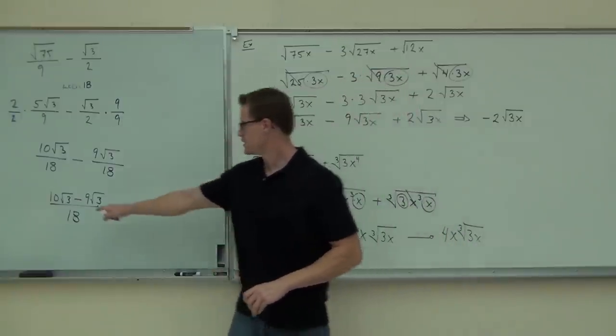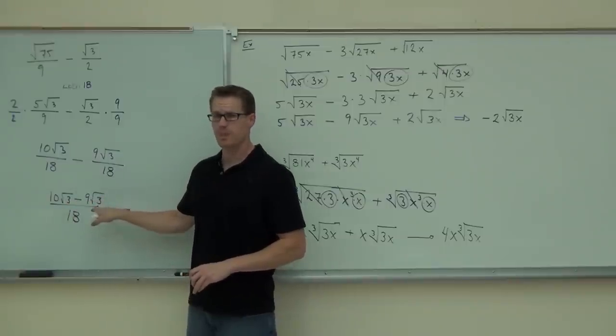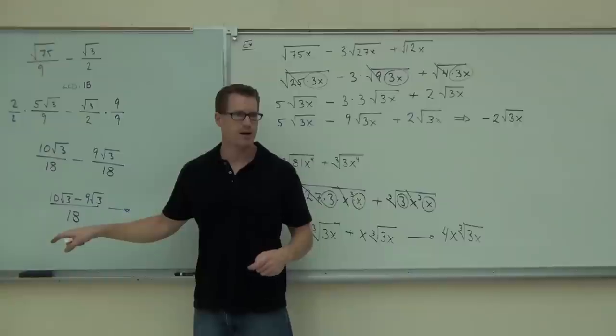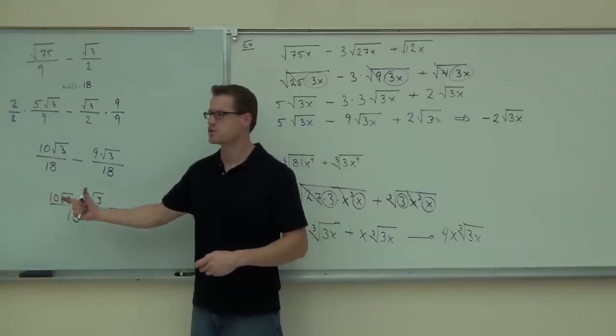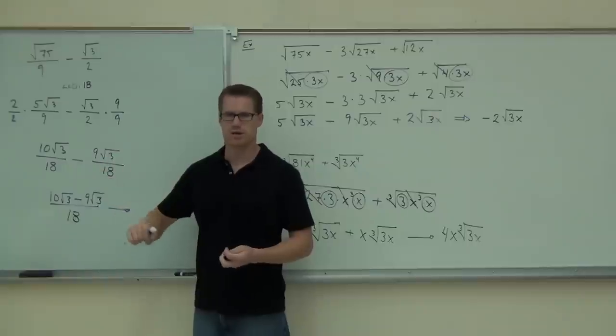Yeah. So we got 10 root 3 minus 9 root 3. Do we have the same root? Yep. Do you have the same radicand? Yep. Because you can combine them. We just do 10 minus 9, how much do you get? 1. 1 what? Root 3. So we're going to get root 3 over 8.